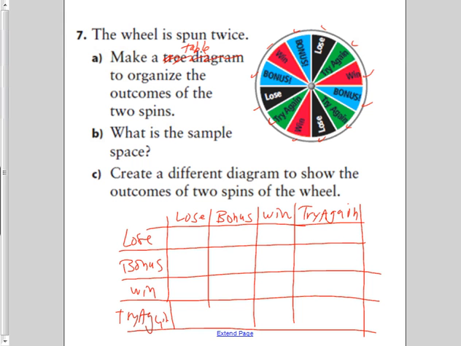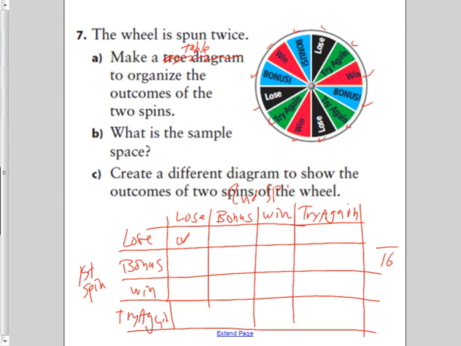So as we can see, we have, I should never have put this question in there. Anyway, we have 16 different possible outcomes. We could spin this one here, which would be a lose on the first spin. We'll call this one the first spin. And we can have on the second spin a lose.